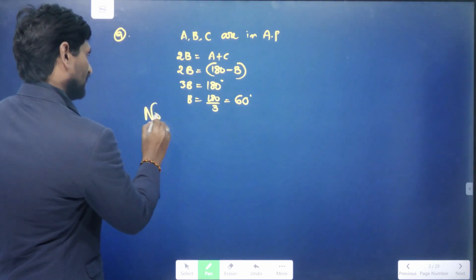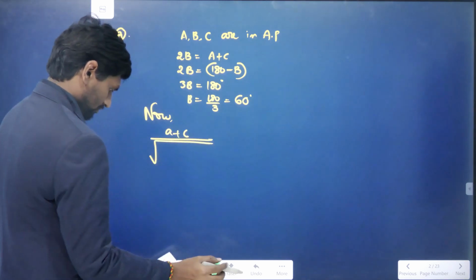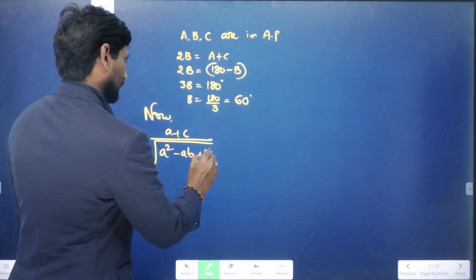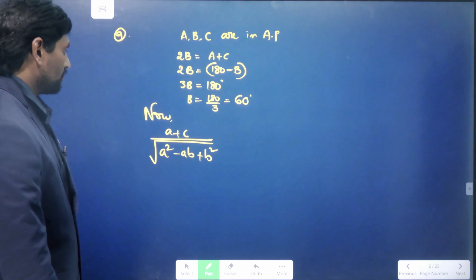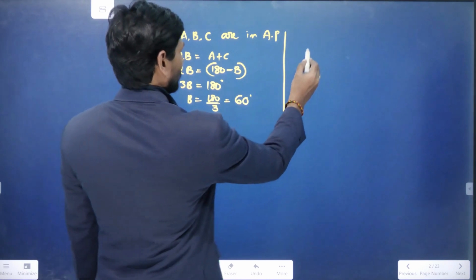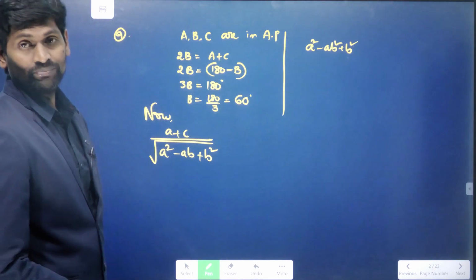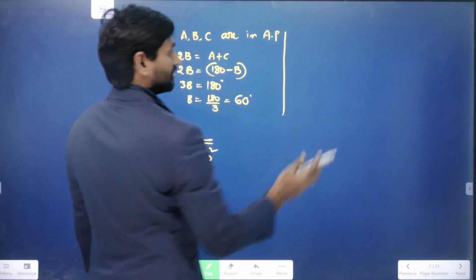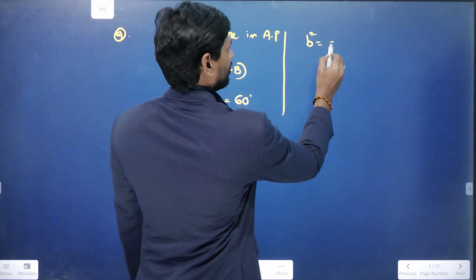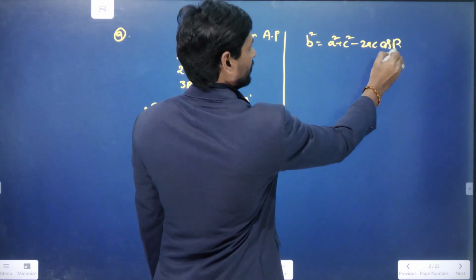Now what we have to find? We should find the value of (a plus c) by root over a square minus ac plus c square. Okay? But before that, let us find the a square minus ac plus c square terms. So I am just using the formula for cosine. What is the cos rule? Cos rule is nothing but b square equals a square plus c square minus 2ac cos B.